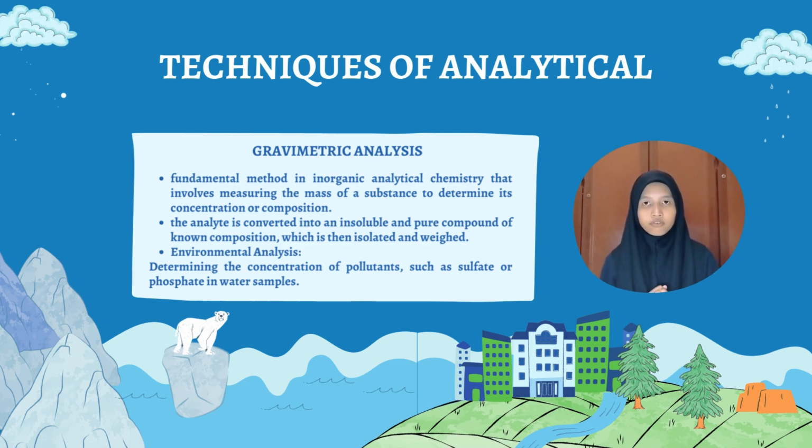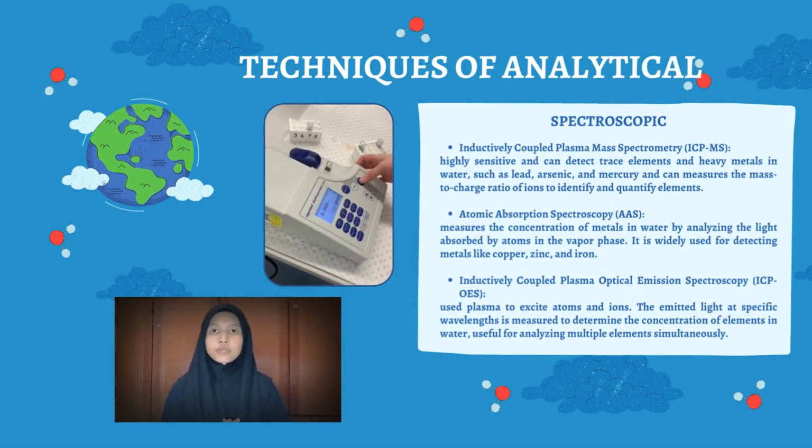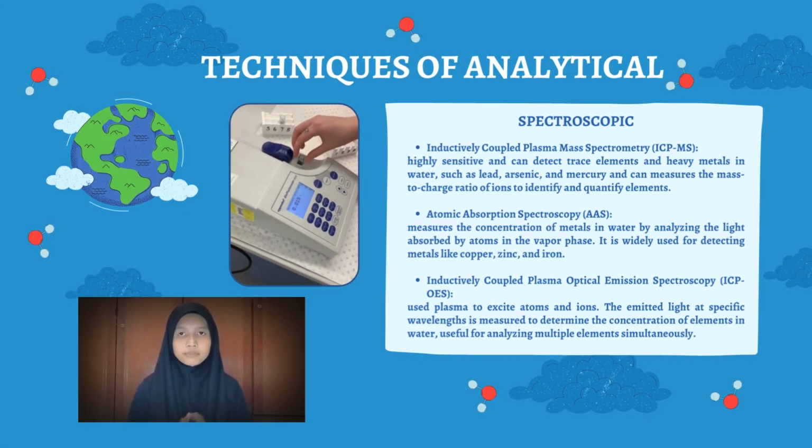There are two main types of gravimetry analysis, which are precipitation gravimetry and volatilization gravimetry. Furthermore, gravimetry is also used in environmental analysis, to determine the concentration of pollutants such as sulfate and phosphate in water samples. Next is spectroscopy, which is divided into some types.